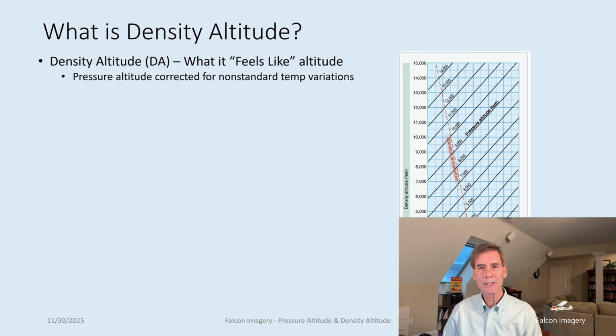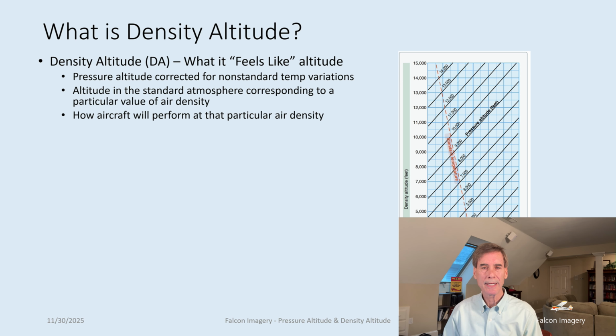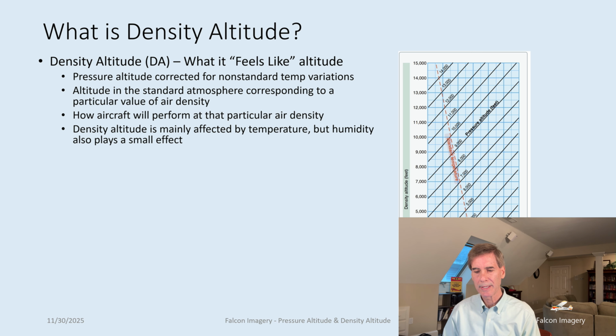All right, so what is density altitude? Well, this is the altitude that it feels like the aircraft is flying in terms of aircraft performance, in regards to the engine performance, the wing performance, the propeller performance. Again, density altitude is a pressure altitude corrected for non-standard temperature. It's the altitude in the standard atmosphere corresponding to a particular value of air density. And again, it's how the aircraft will perform at that particular air density.